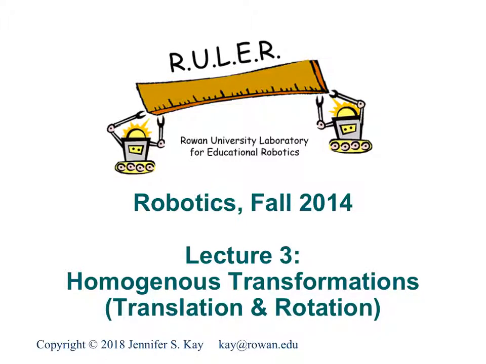Okay, so at this point we understand how to do homogeneous transformations when there's only a translation involved, right? When we're not actually rotating the coordinate frame at all. And in this lecture, we're going to talk about what you have to do if there's actually a rotation as well.